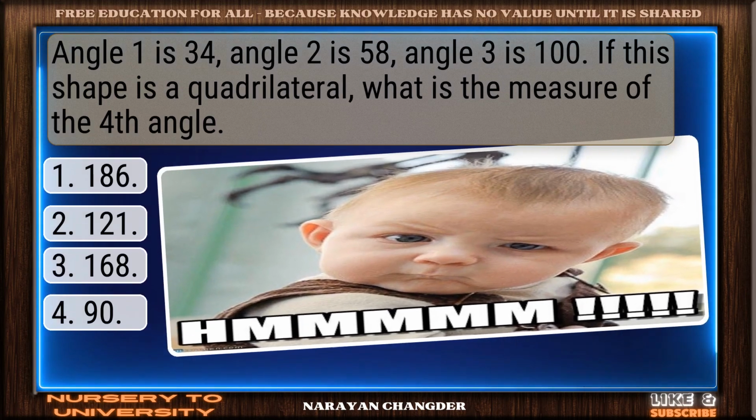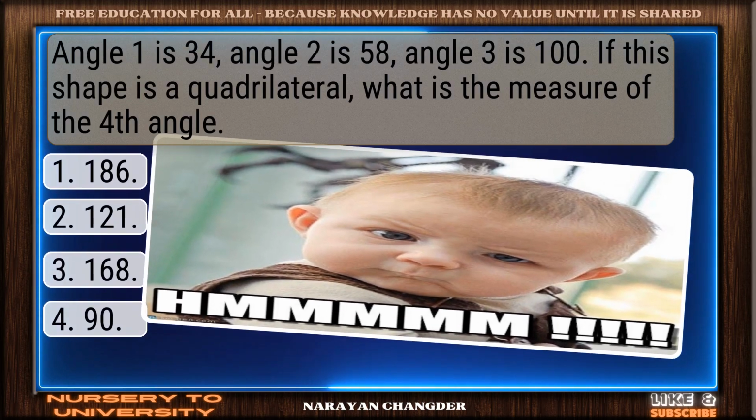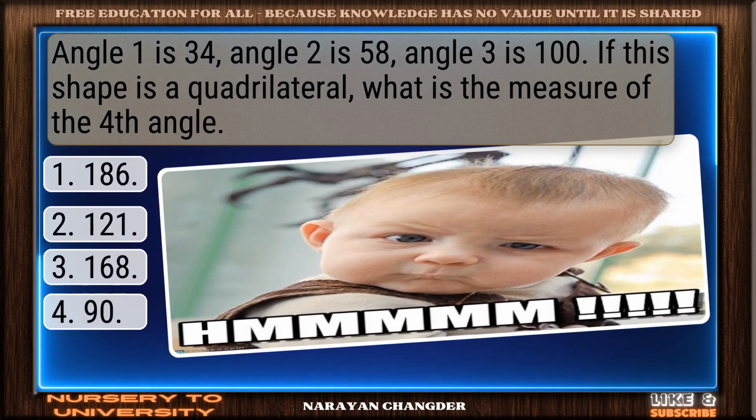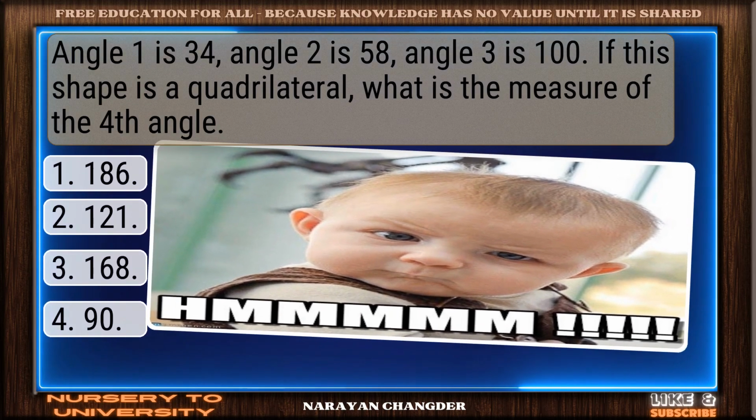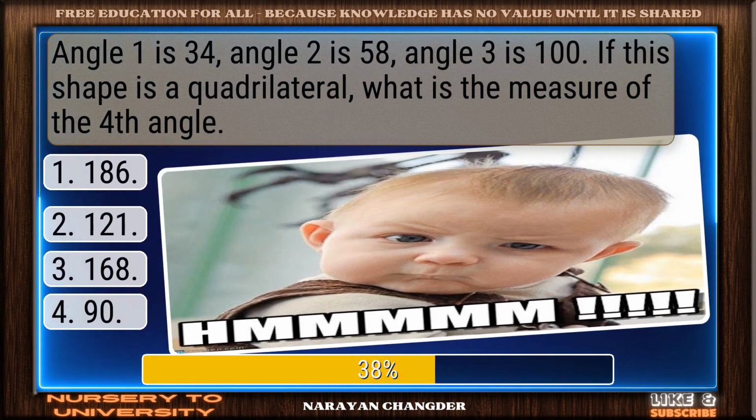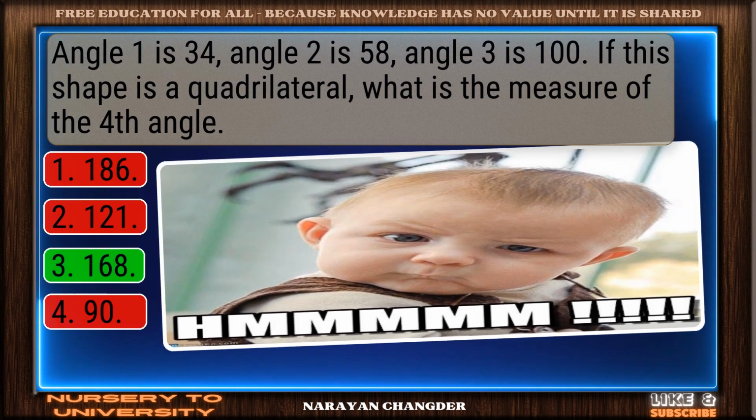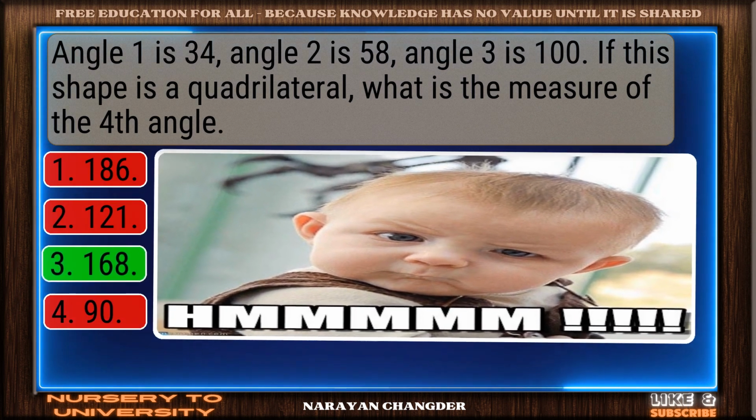Question number 2. Angle 1 is 34, angle 2 is 58, angle 3 is 100. If this shape is a quadrilateral, what is the measure of the fourth angle? You chose 168 and it is correct.